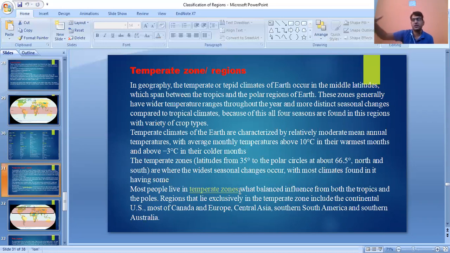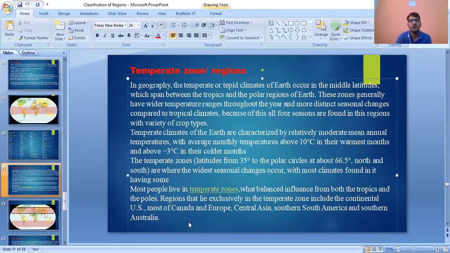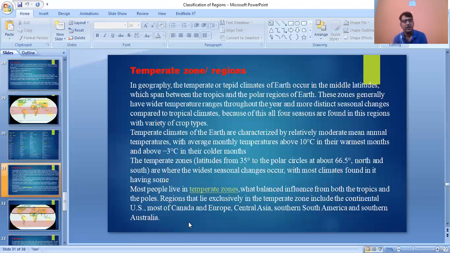In most of the countries, most of the population is living here, with a balanced influence from both the tropics and the poles. If you compare poles to tropics, more people are living here. Regions that lie exclusively in the temperate zone include the continental USA. So we'll see which regions are found here. We have the continental USA, most of Canada and Europe. These are the bigger countries: the whole of Europe, most of Canada, the US, North America, some part of Southern South America, and Southern Australia.